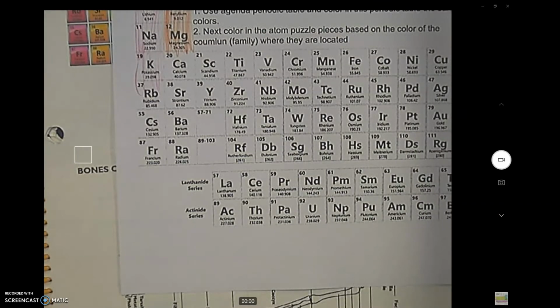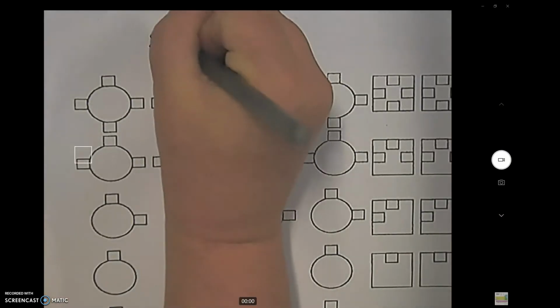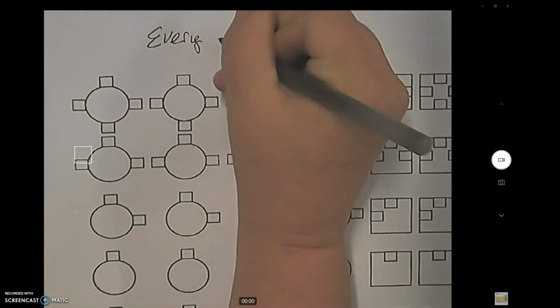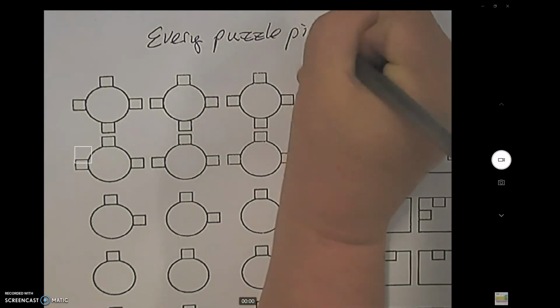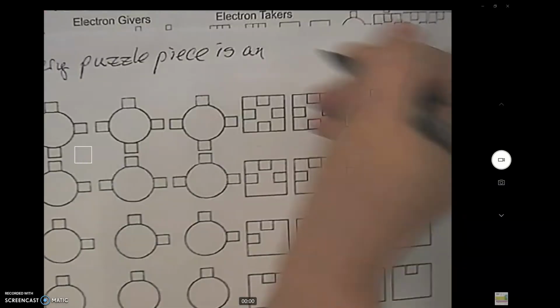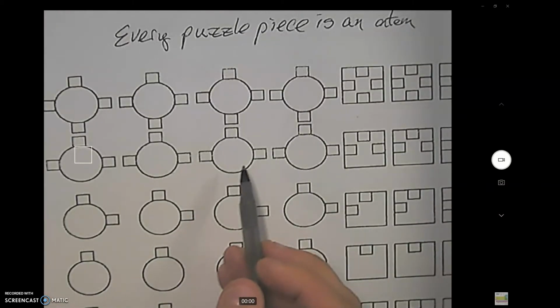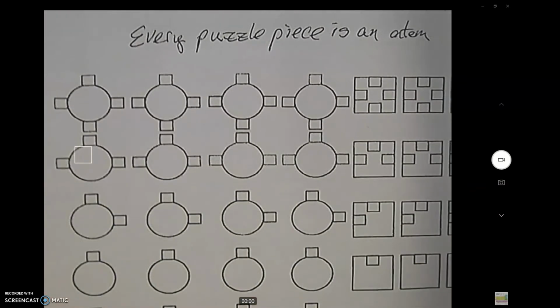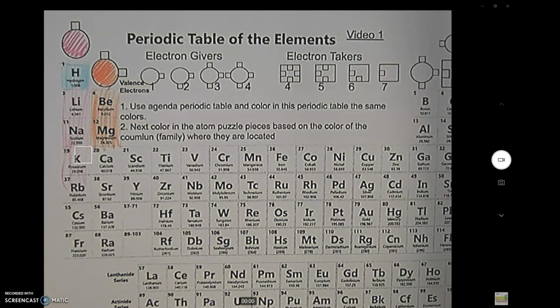What you're going to need for that is this paper. This is a whole paper full of atoms. Every piece is an atom. Every puzzle piece is an atom. Every single one of these on this paper is an atom. So now what we're going to do is color them in the same color as the atom pieces on here. I've got my red one done.